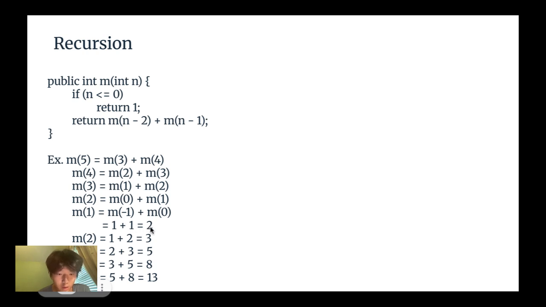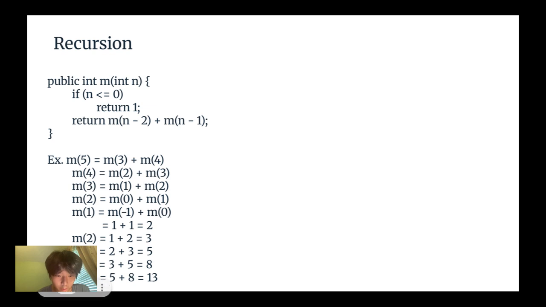And now that you have m1, you can calculate m2, and you will go back to the previous method, m2, that returns m0 plus m1. Since we know m0 is 1 and m1 is 2, we know that m2 is 1 plus 2, which equals 3. And now we can keep going and calculate m3 because we know 2 plus 3 equals 5. We know m4 because we know m2 plus m3, so 3 plus 5, which equals 8.